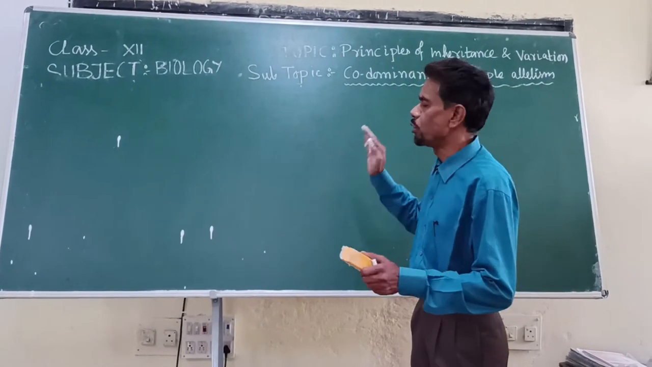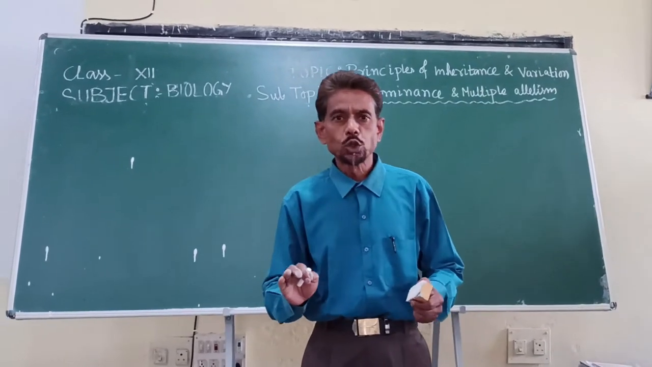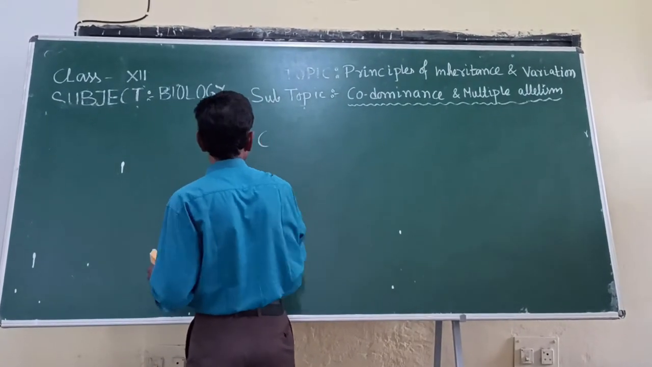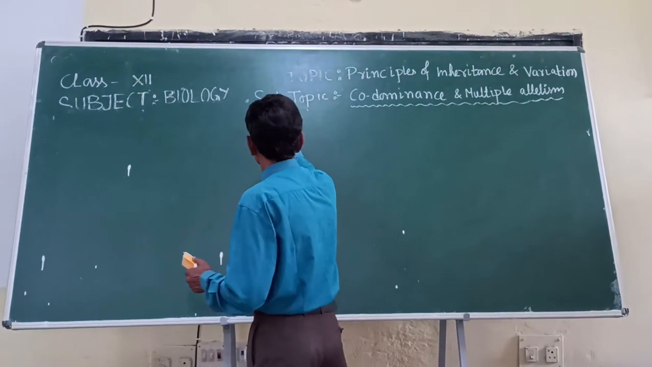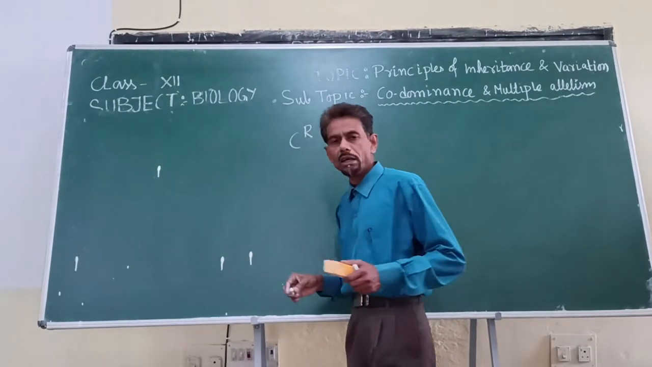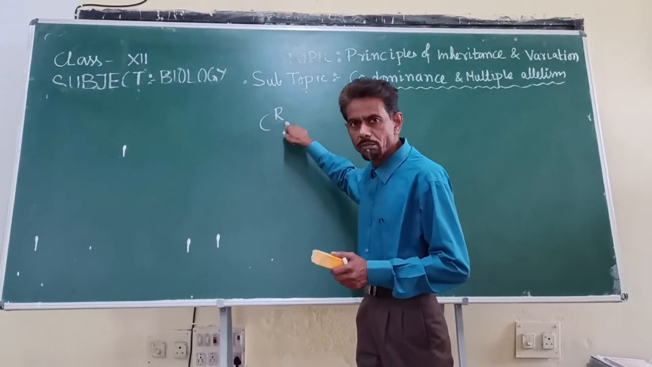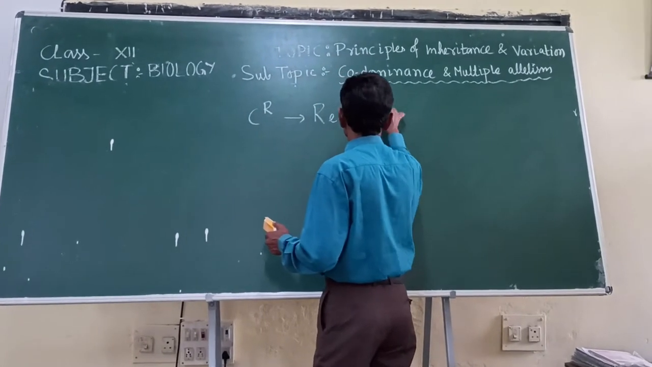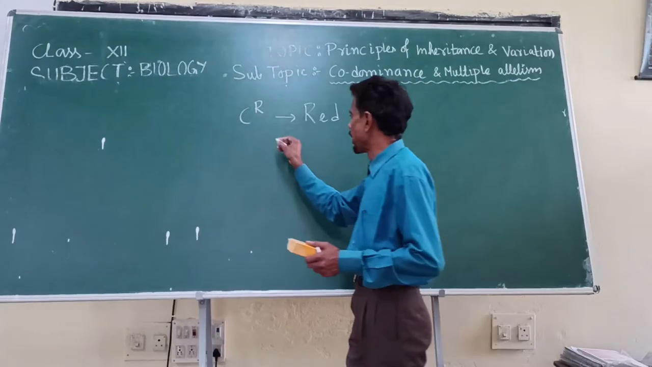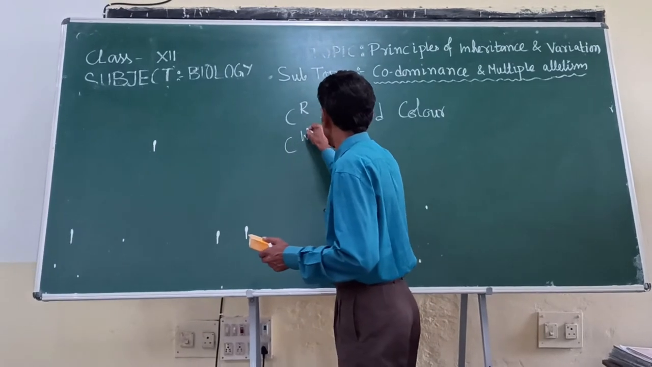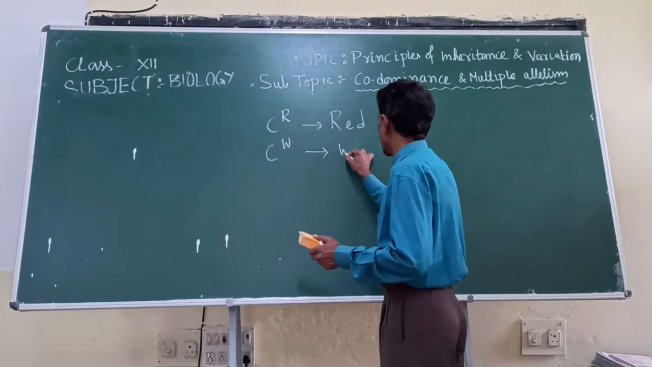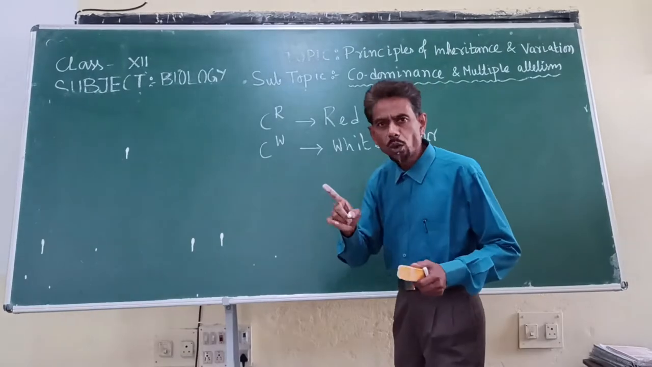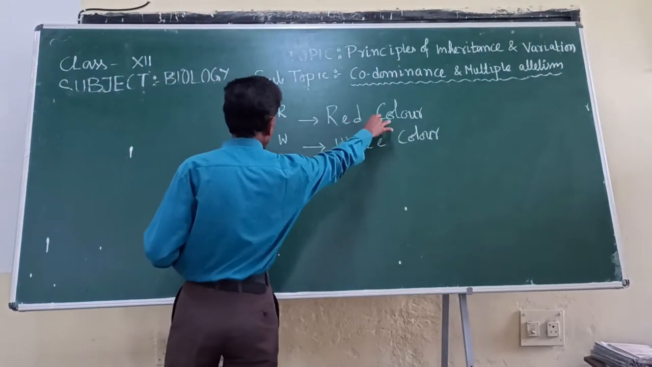The best example I will cite here is the coat color of the shorthorn cattle breed. Here, for the coat color of shorthorn cattle, CR, represented by capital R, gives a red color coat. On the other hand, CW gives white color. So the coat color of cattle is either red or white.